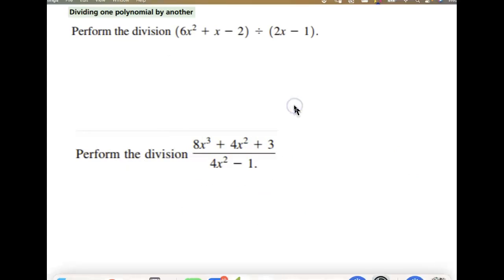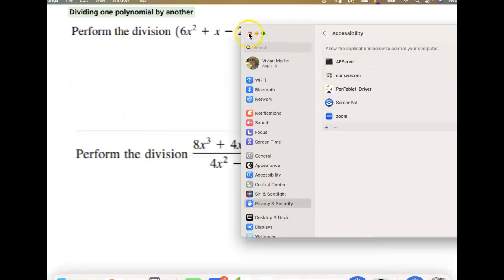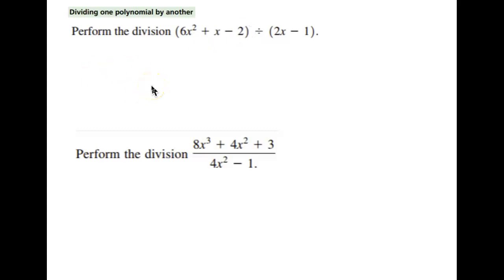Okay. Now we're going to look at a situation where we have 2 division problems here. The first one is a polynomial divided by a binomial, and the same thing's true here. It's just expressed a little differently. So let's tackle the first one. Now, this 2x minus 1 is our divisor. So that's divided into 6x squared plus x minus 2. And we're going to treat it just like a long division problem.